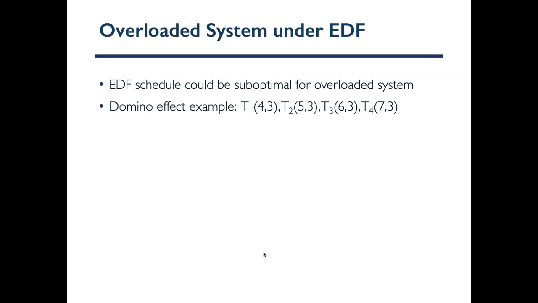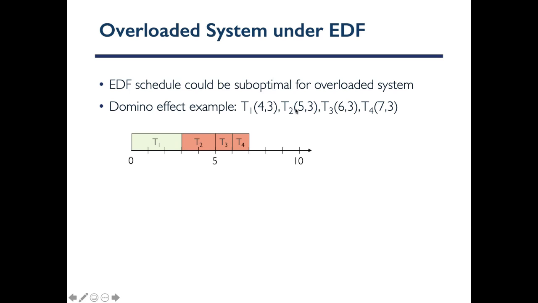So I have 4 tasks. As you can see, the deadlines and the periods. If you sum them up, you can see that the utilization of the system is more than 1. So 3/4, 3/5, 3/6 plus 3/7, that would be more than 1. Now, what does EDF do in scheduling them? So the lowest deadline would be task 1, T1. So T1 will be scheduled first. It will run for 3 time units, and it will be done. Then we'll go to T2, T3, T4.